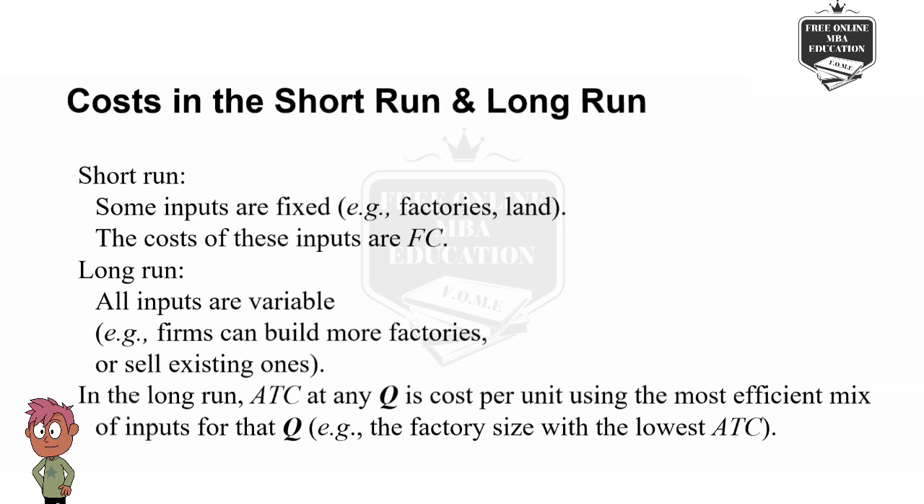Now, in the long run, the average total cost at any quantity, where Q represents the quantity and ATC is the average total cost, is the cost per unit using the most efficient mix of inputs for that Q. That is the factory size with the lowest ATC, average total cost.